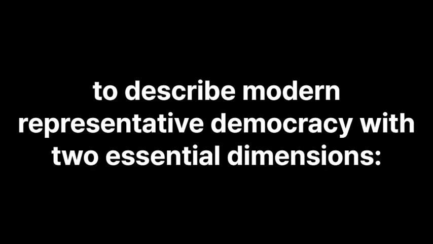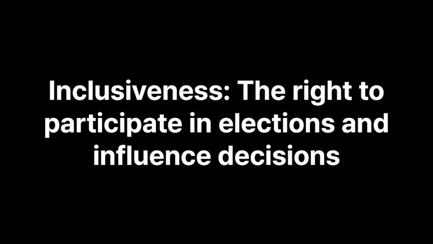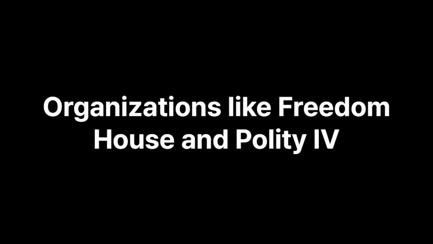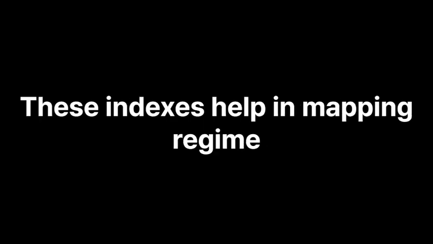3. Regime classification by scholars. 3.1. Robert Dahl's polyarchy. Dahl introduced the concept of polyarchy to describe modern representative democracy with two essential dimensions: public contestation, meaning freedom to form and join organizations, freedom of expression, and fair elections; and inclusiveness, the right to participate in elections and influence decisions. 3.2. Freedom House and Polity 4. Organizations like Freedom House and Polity 4 assess countries on scales of political freedom and democratic accountability. These indexes help in mapping regime changes and identifying democratic backsliding.